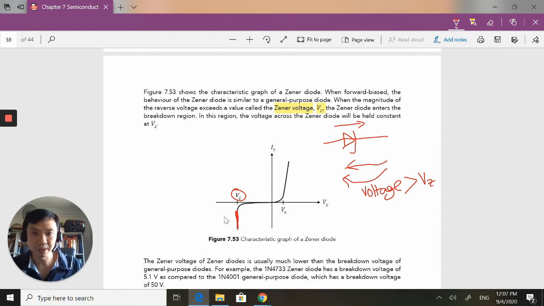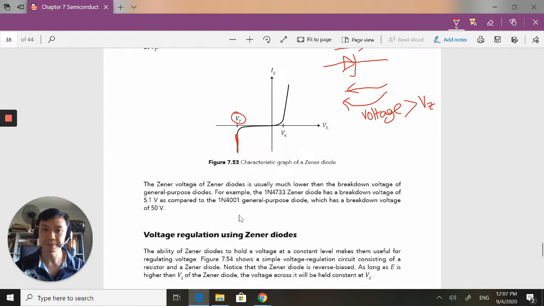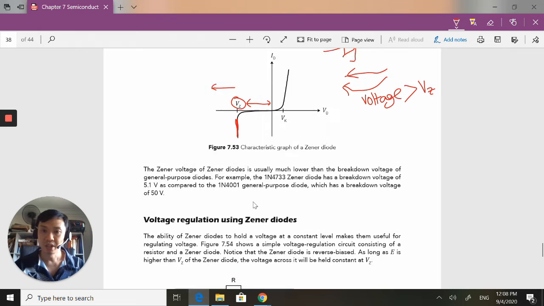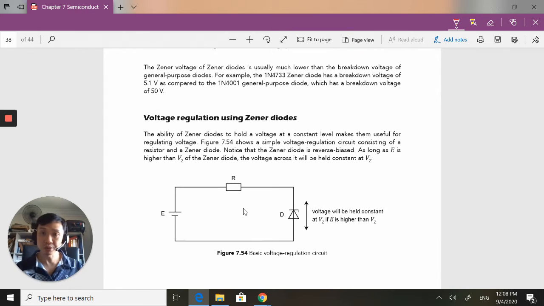So based on this, there are a couple of things that I can do with it. Oh, sorry, take note. If it's anything lower than VZ here, it's not really what we want. We want to apply a voltage that is greater than VZ. And when we do that, the weird thing is that it doesn't actually go greater than VZ, it sticks at VZ due to this IV characteristic graph. So what we can do is we can regulate voltage.